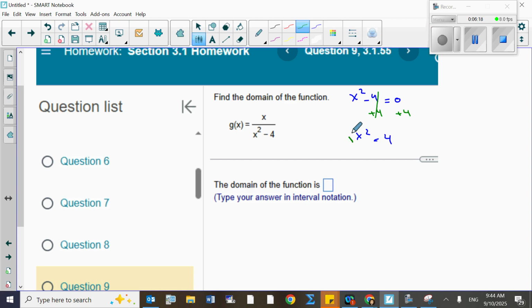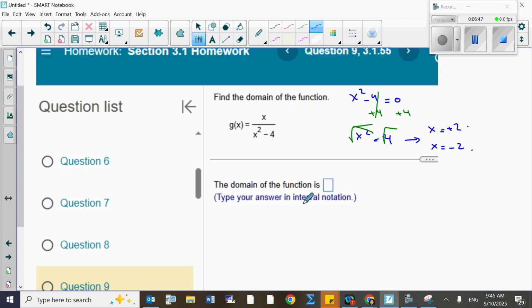And then I take the square root of both sides. This time, because on the radical we have a positive number, we can easily take the square root. So x is equal to +2, that's the square root of 4, and -2. So we have two values that make the denominator 0. I'm going to exclude these from my domain. That means the domain is all real numbers except these two.